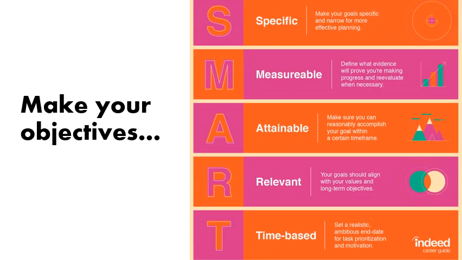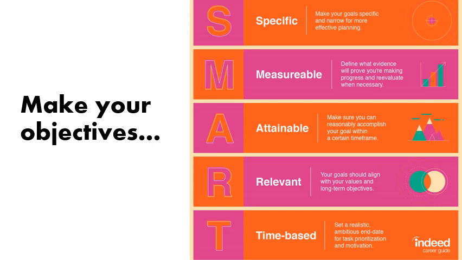Now, our objectives should also be SMART. It should be specific. You should know what is expected of you to do or perform and how you will be assessed. You need to make sure your goals are specific and narrow for more effective planning. They should be measurable for M. Your performance can be tested whether you have acted upon the expectation or not. This defines what evidence will prove that you're making progress and re-evaluate when necessary.